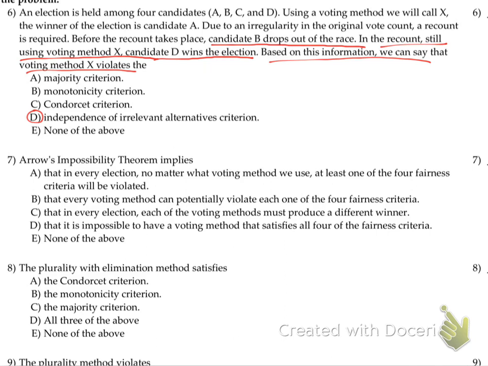How about number 7? Arrow's impossibility theorem implies that... What does it imply? B. Oh no, D. It is impossible to have a voting method that satisfies all 4. Right? Arrow proved it was impossible to have a perfect voting method. That you're always going to break one of those 4. Do you get that? Does that make sense? That little question might be on the test.